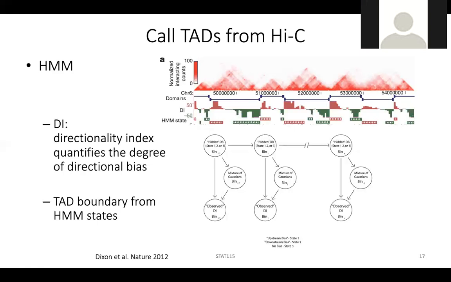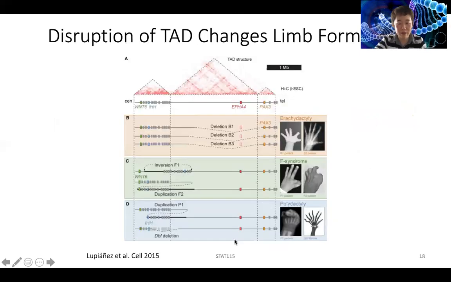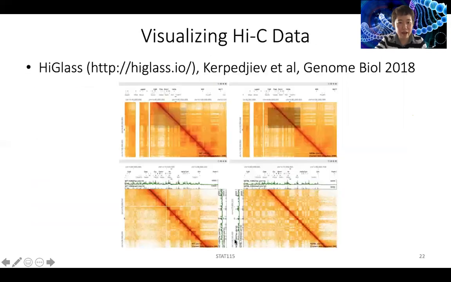Yeah. Do we have other questions now for this topologically associating domains? Okay.